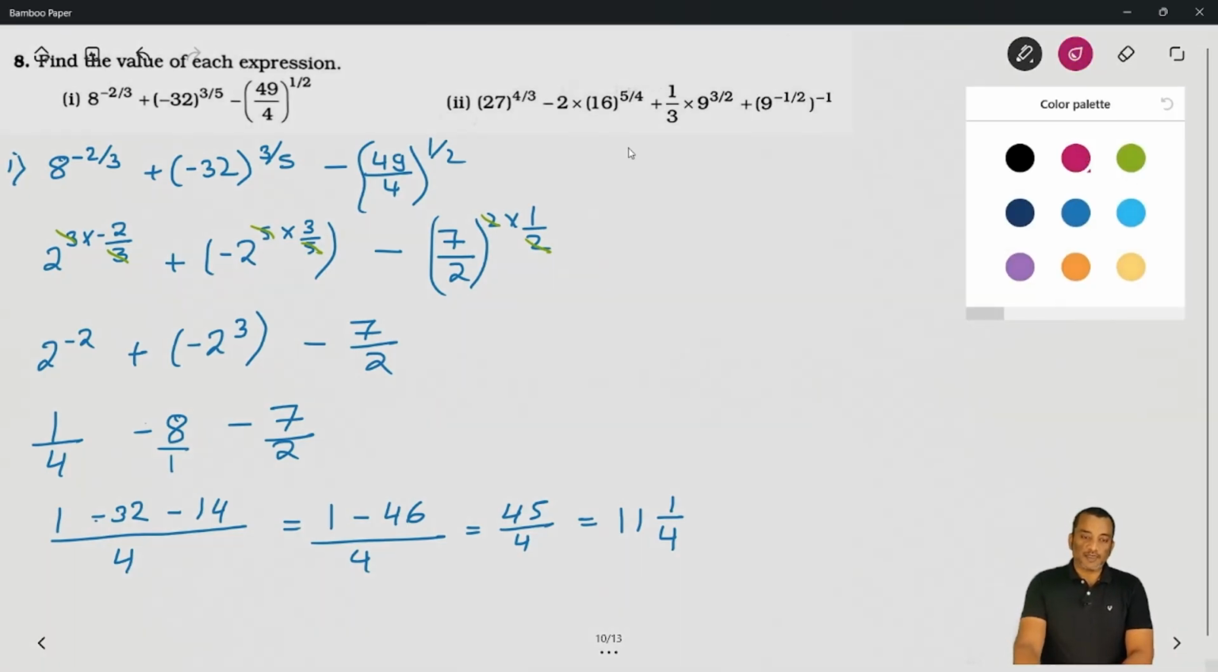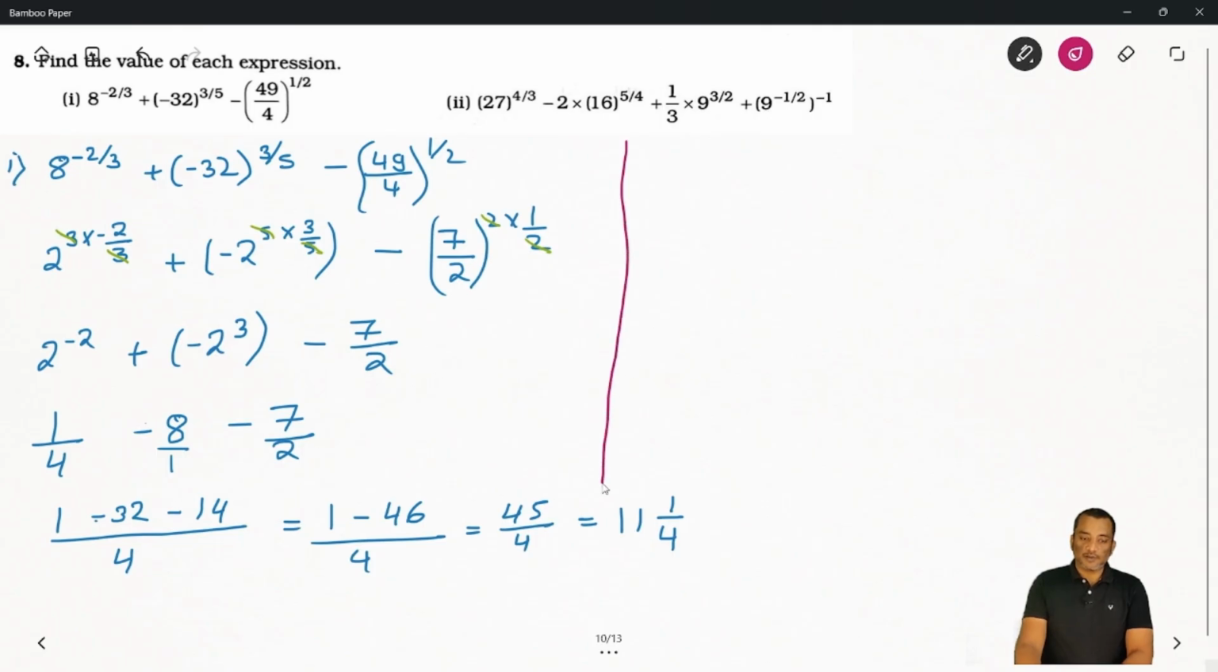So the second bit, it is saying, now let's solve the second bit question. So the second bit question we will solve. So here it is saying 27. So here we can write 27 whole with 4 by 3 minus 2 times 16 whole 5 by 4.